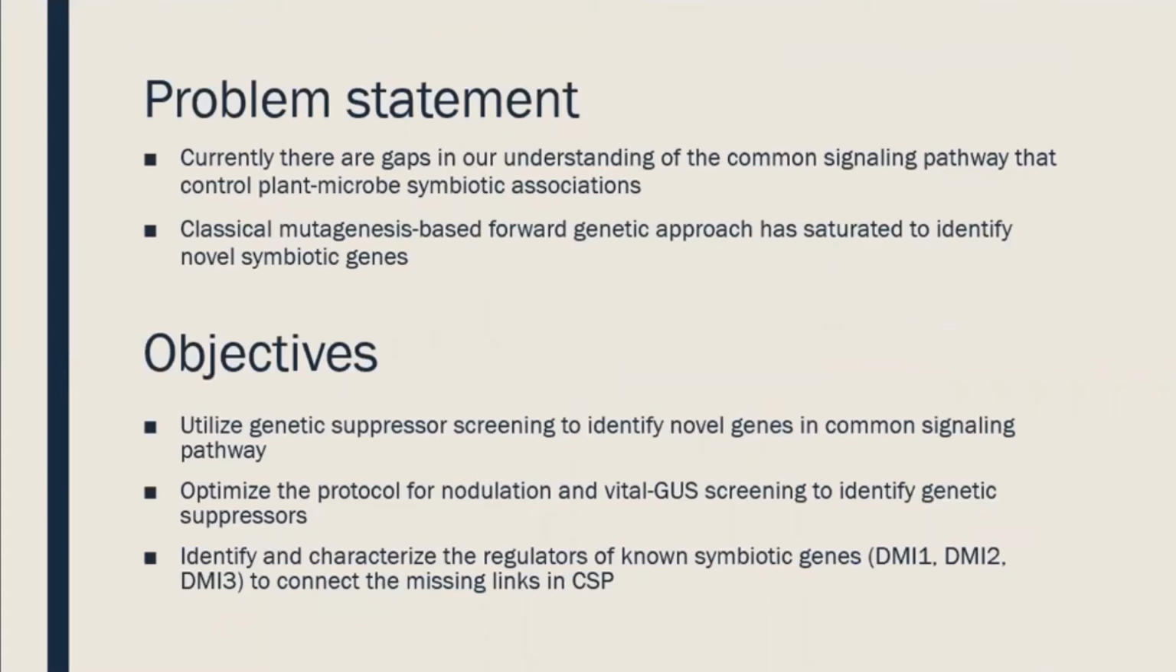In addition, a classical mutagenesis-based forward approach is saturated, meaning that we are no longer finding new symbiotic genes from this approach. In response to this problem, we aim to utilize and optimize a genetic strategy known as suppressor screening to identify novel genes in the model legume Medicago truncatula, which is a very similar, close relative to alfalfa. After identification, we aim to characterize the regulators of known symbiotic genes to connect the missing links in the common signaling pathway.